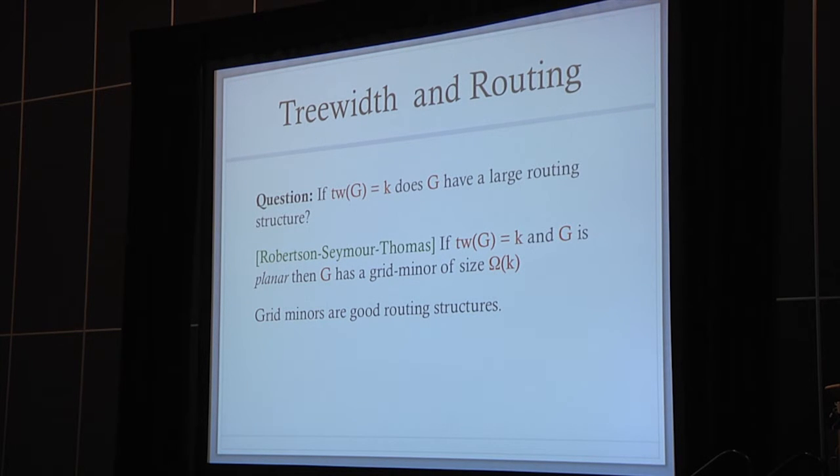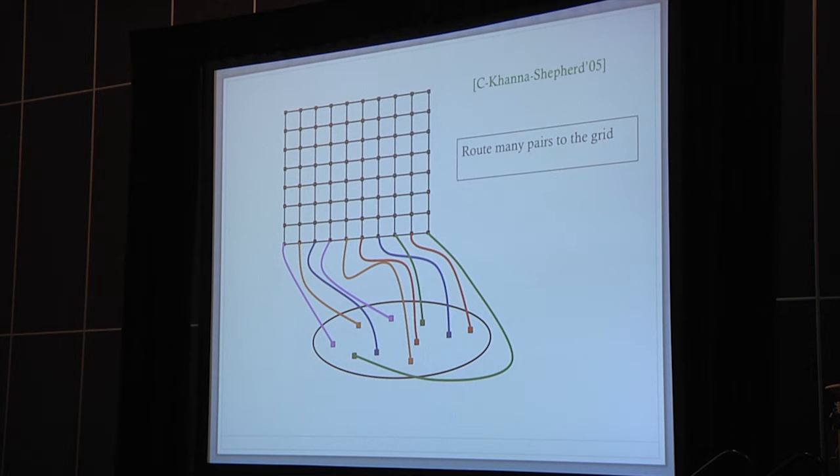Why? Because of this picture. So here is a grid, and here are the things that I want to route. I want to connect this pink pair, and this blue pair, and this red pair, and this orange pair, and this green pair. And I have a large grid sitting in my graph. So how am I going to route? I'm going to route by taking these guys and saying, go to the grid.